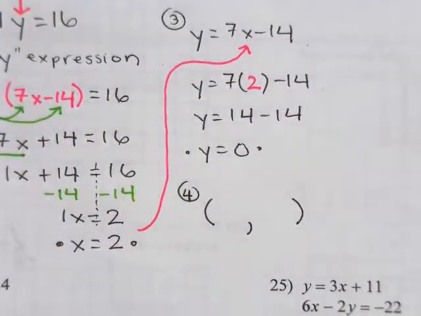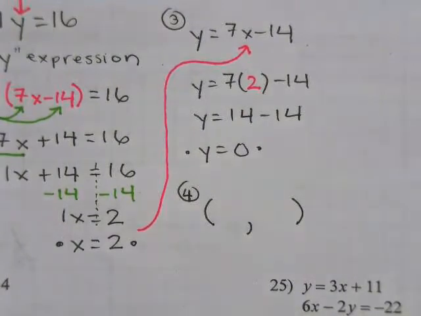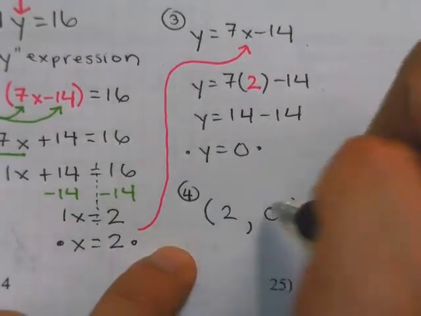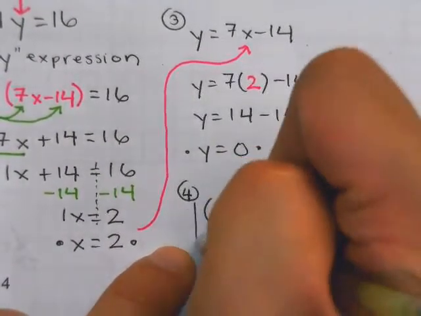You tell me what to write. 0, comma 2, 2, comma 0, 2, comma 0. X, comma y.